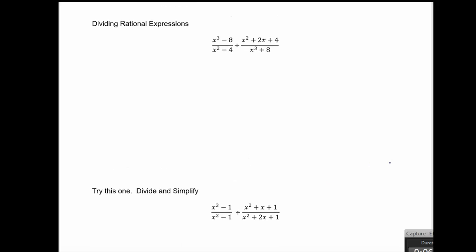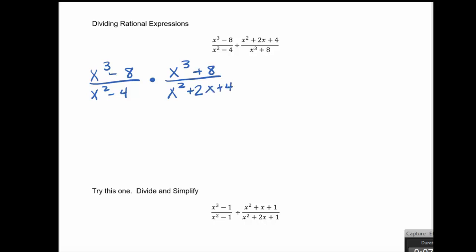Dividing a rational expression is almost like multiplying. However, you will keep the first, change division to multiplication, and multiply by the reciprocal. So let's rewrite this. X cubed minus 8 over x squared minus 4, multiply by the reciprocal. If at this point you can reduce anything before you factor, by all means, go right ahead.